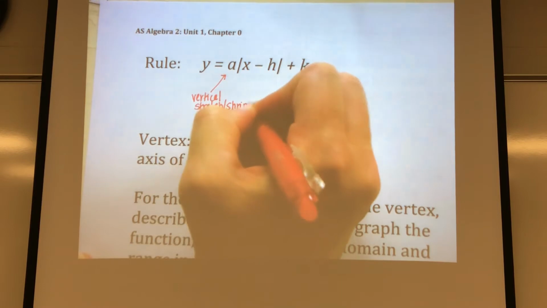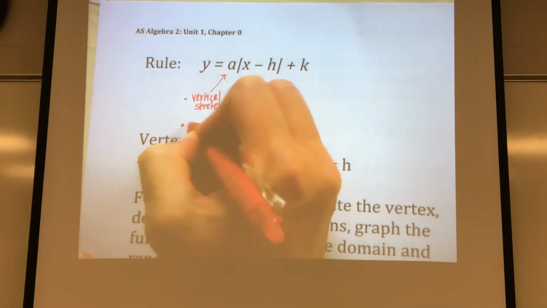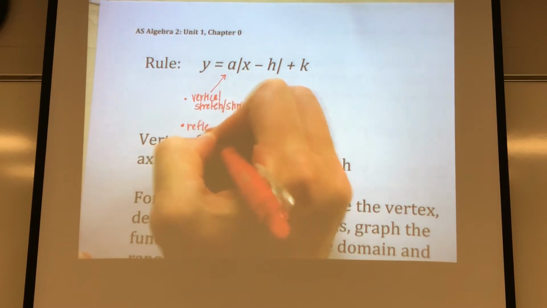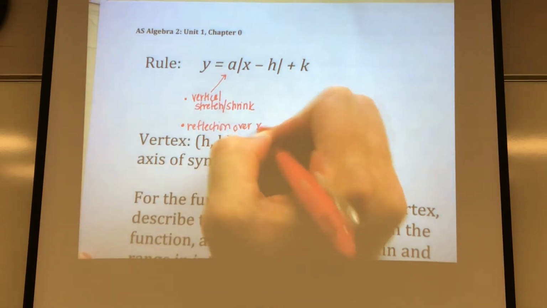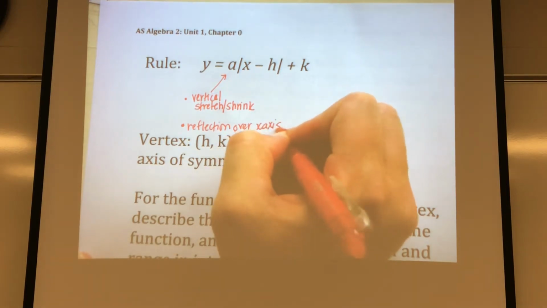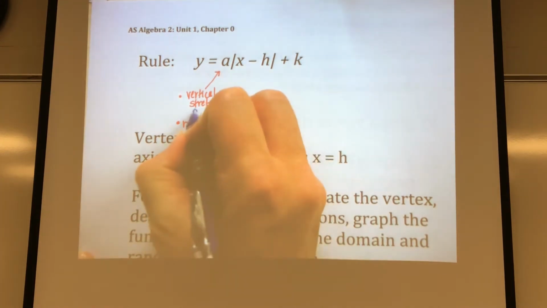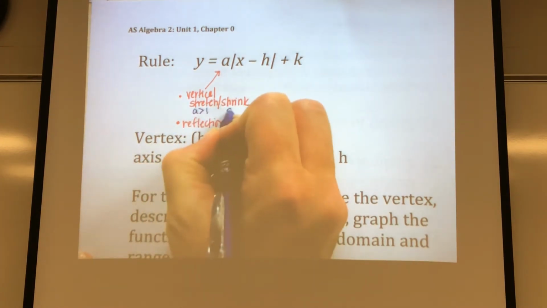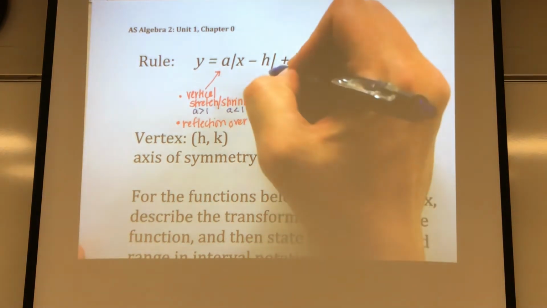But it also tells us something else. Remember, if it is negative, it's going to be a reflection over the x-axis. And we might make a note to ourselves on the vertical stretch shrink that it's a stretch when A is greater than 1, a shrink when A is less than 1. The H value moves us left and right.